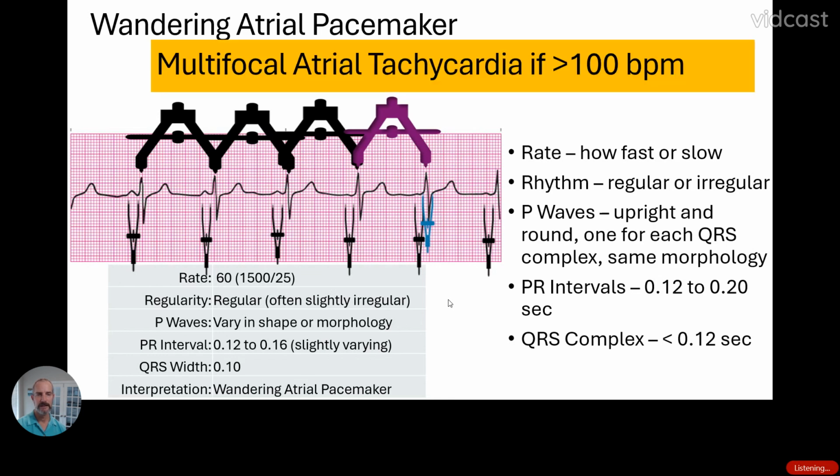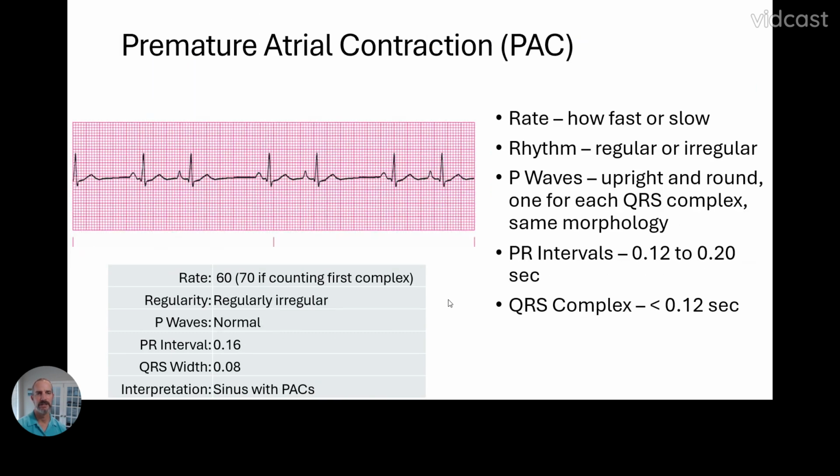If you do have a rhythm like this that is faster than 100, the nomenclature, the wording that you're going to use is multifocal atrial tachycardia. If you think of the wording, you're getting multiple foci of the atria with a varying shape in the P wave. So it makes sense. But you would never say a wandering atrial pacemaker tachycardia. You word it as indicated on the screen there.